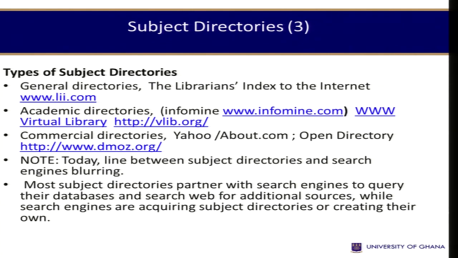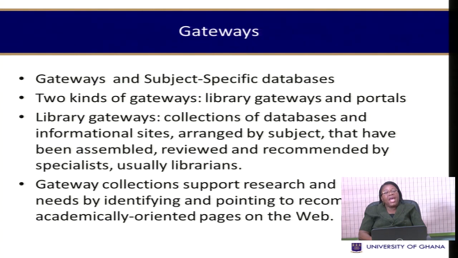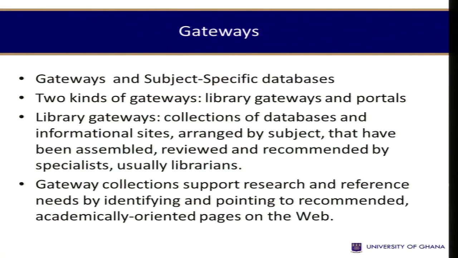So let's look at different types of subject directories. We have general directories, academic directories, and commercial directories. And you know about the commercial ones, the Yahoos; they are all commercial directories. Then we also have another internet service, which is the gateways. So we have the gateways, and then we have the subject-specific databases. There are two kinds of gateways: the library gateways and portals.